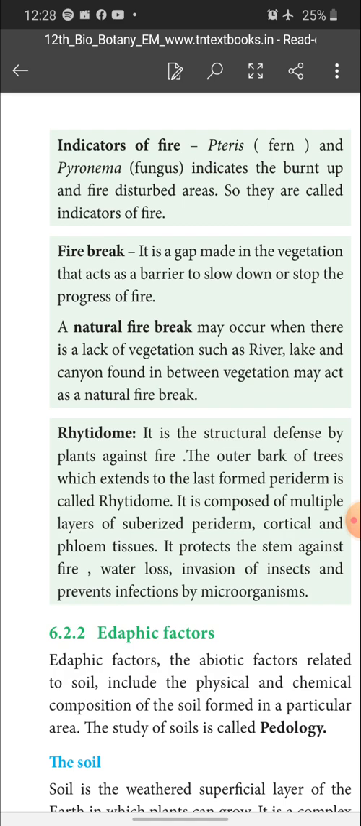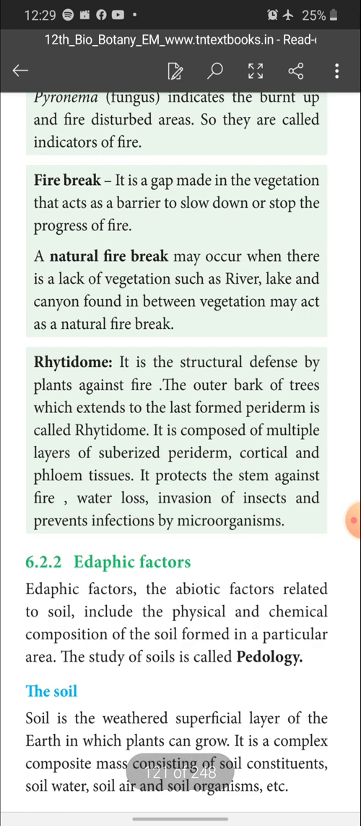A natural fire break may occur when there is a lack of vegetation, such as a river, lake and canyon found in between vegetation, which may act as a natural fire break. Yes, of course, it is correct. When there is a river, lake or canyon in between the vegetation, it naturally breaks the fire.